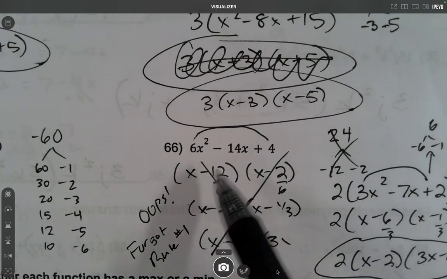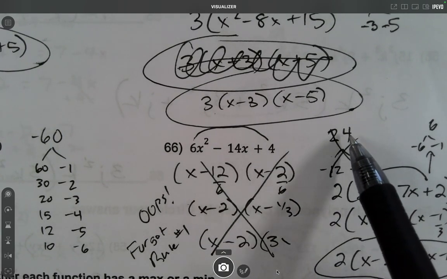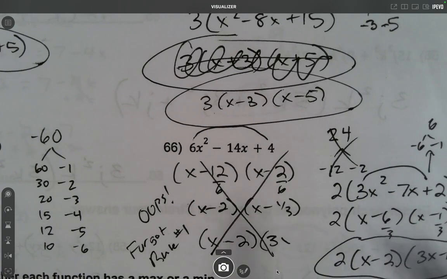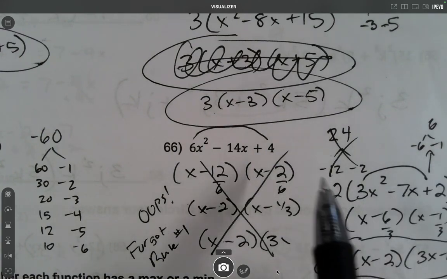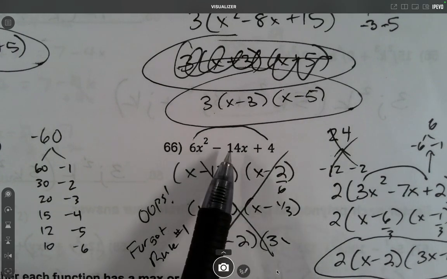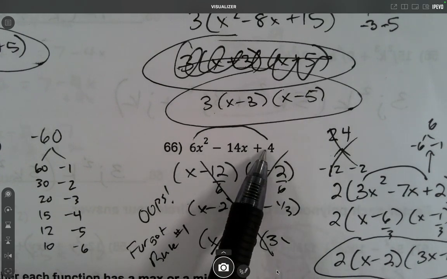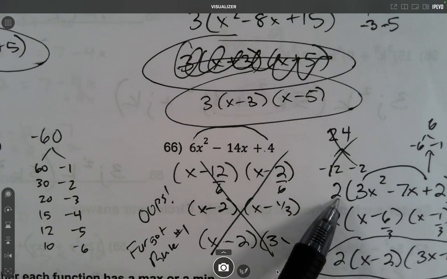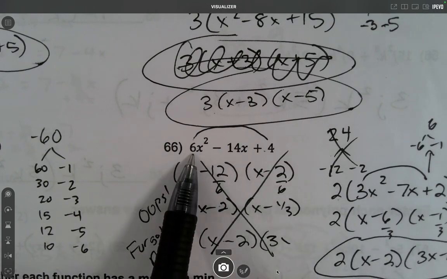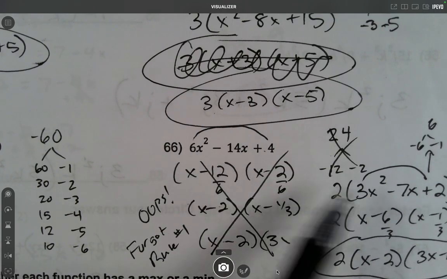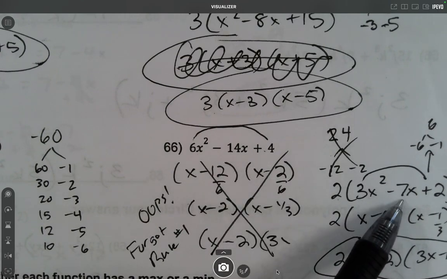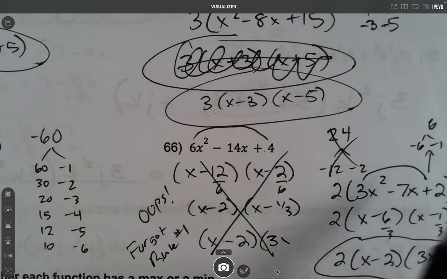So I started saying 6 times 4 is 24. What multiplies to be 24 and adds up to negative 14? And I realized, I have to do rule number 1 first. It's weird. They call it number 1 like you're supposed to do it first, right? Oh well. So since these are all even, what you actually have to do first is to factor out a 2. So 6 divided by 2 is 3. Negative 14 divided by 2 is negative 7. 4 divided by 2 is 2.